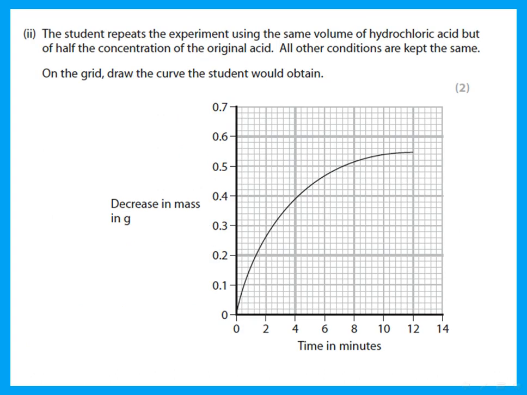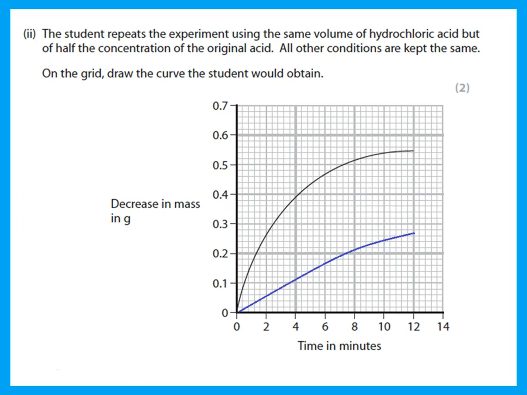The student repeats the experiment using the same volume of hydrochloric acid, but half the concentration. So half the concentration, first of all, means the reaction is slower, so the new graph is below the original one. And if it is half the concentration, that means it will give out half the volume of gas. That means that instead of the graph that he has that ends at 0.54, our new graph should end up at half of that, so about 0.27 something.